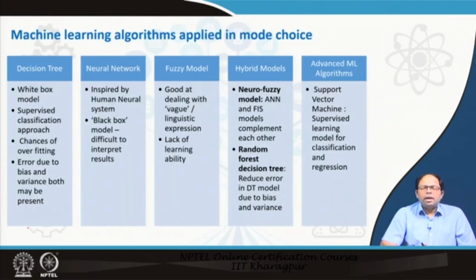So, now to summarize some of the mode choice models that we have found in literature where machine learning has been used, we found that decision trees have been used. Decision trees are white box models, you can exactly see what questions have been asked, what is going on. It is a supervised classification approach, that means we have to first train the model with the existing data, and then using that data set it can do the predictions. But if it gets a situation where it does not know what to do because it has not been trained in that kind of situation, then it would not be able to predict. Then there is a chance of overfitting of the data, this is one problem, and error due to bias and variance may be present in a decision tree.